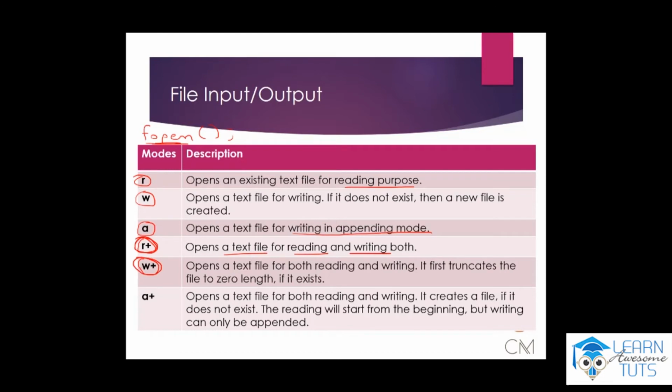W+ means almost the same, that we open a text file for both reading and writing. It first truncates the file to 0 length if it exists, so it overrides all the content. Otherwise, it creates the file if it does not exist. So in the first case, we start reading the file, and then we start writing in this file, while in the second one, it first truncates the file to 0, so it deletes everything. We can write in this file, and then we can use this file to read the content that we wrote before. And finally, we have here the A, where the A stands for appending mode, as you can see.